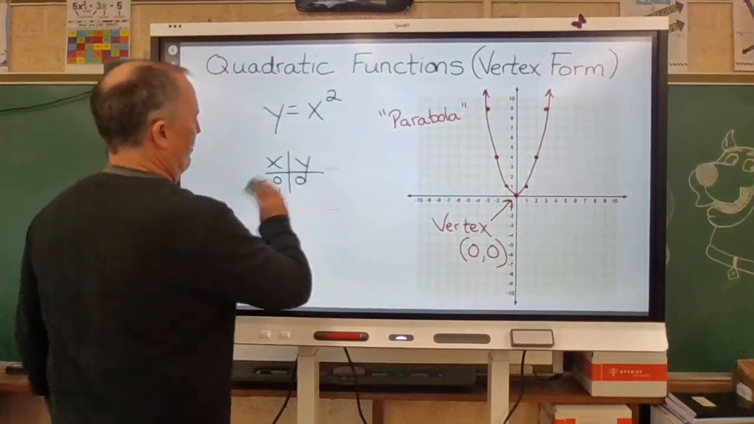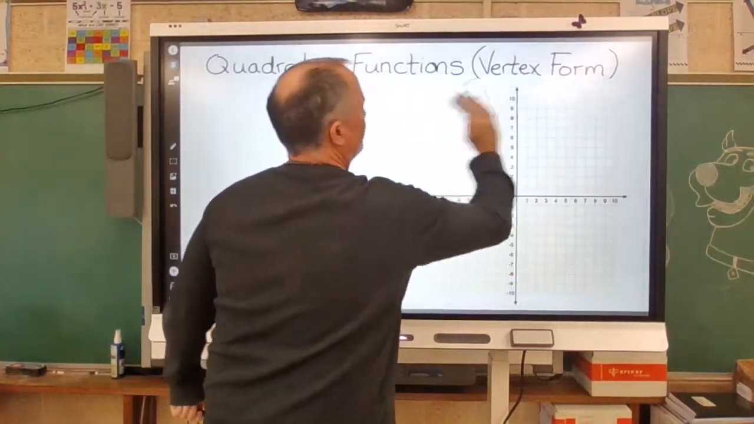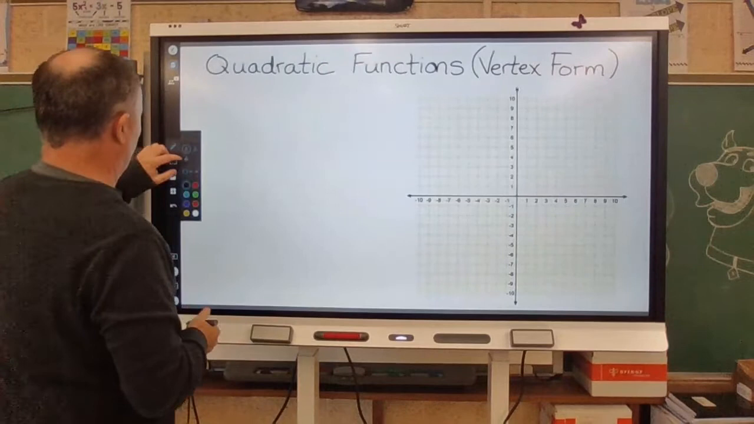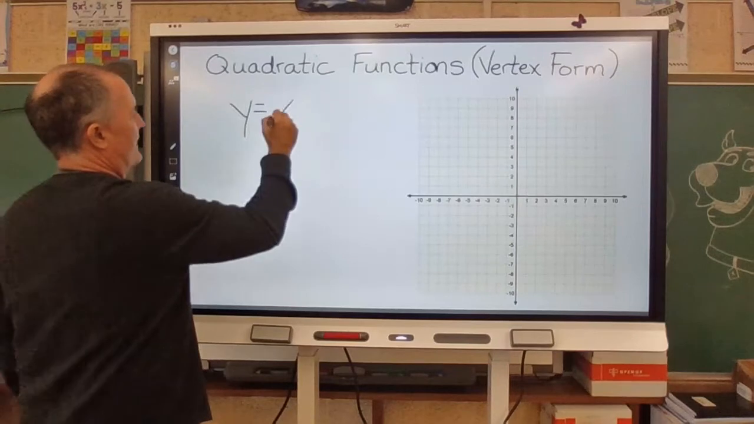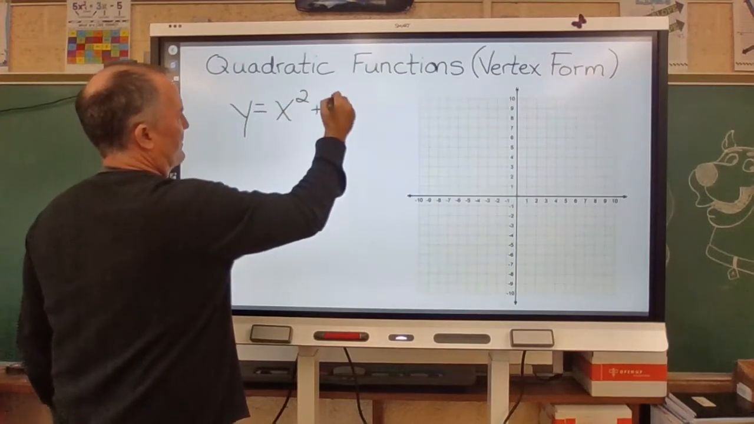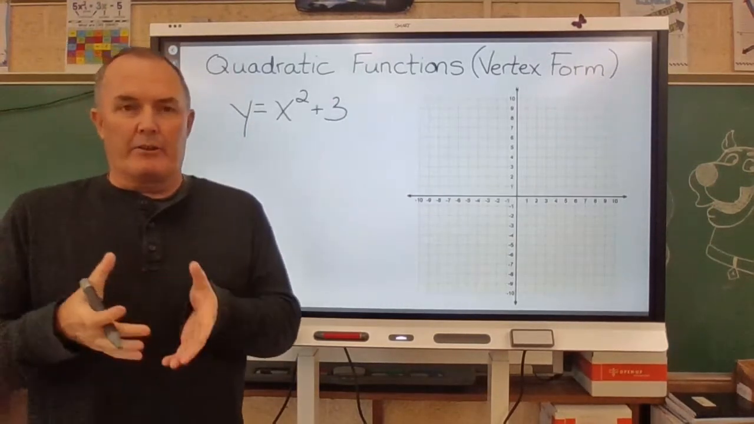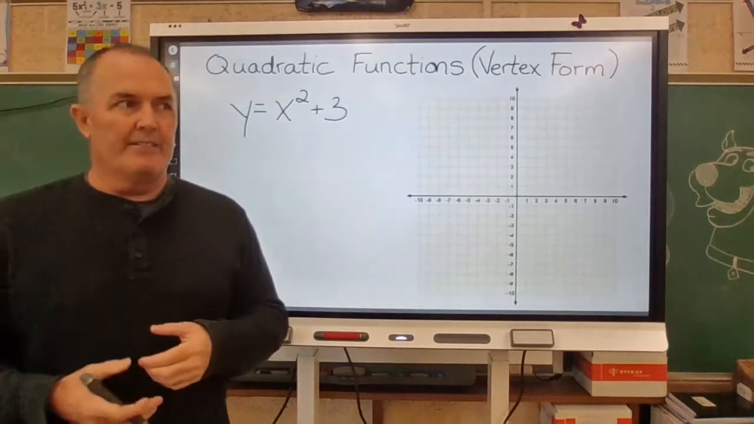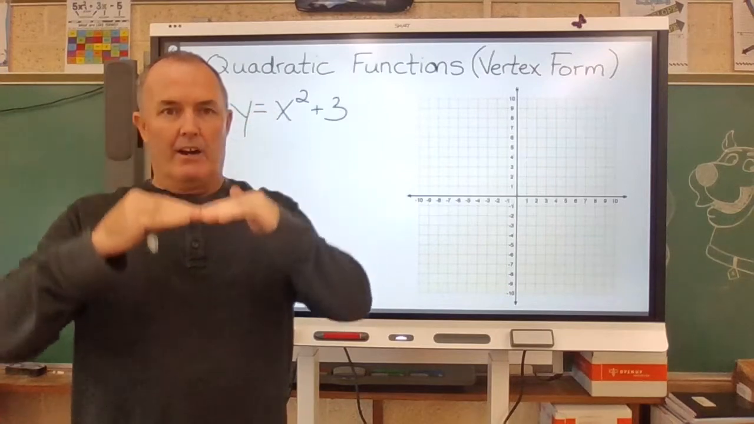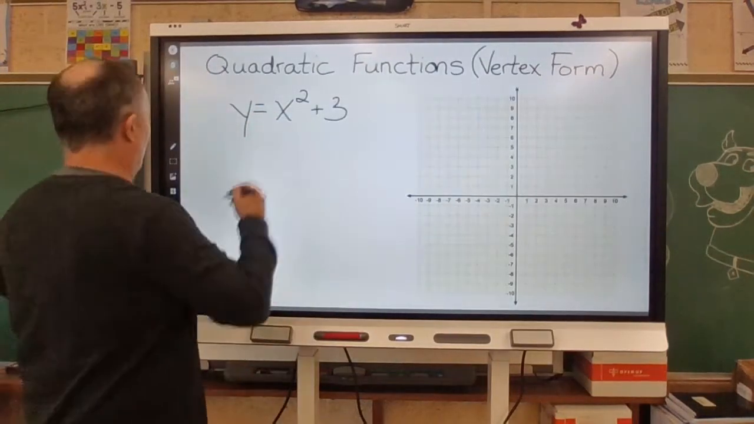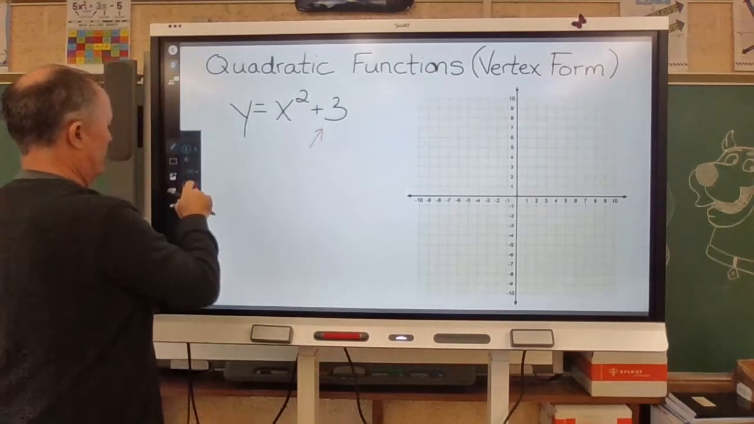All right, so let's change things up a little bit. Let's start adding stuff on and building out into the vertex form. So let's use y equals x squared, I don't know, plus 3. So we're going to have the same basic shape because it's y equals x squared. This plus 3, just like an absolute value, will cause the parabola to move up and down on the y-axis. So we have a number outside.